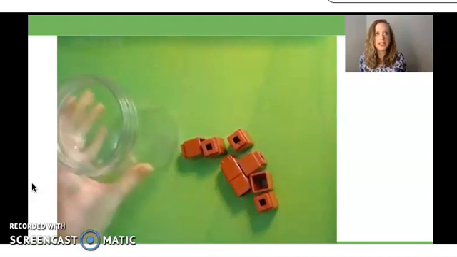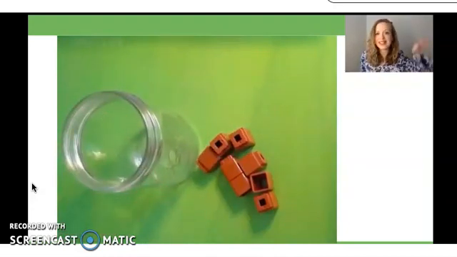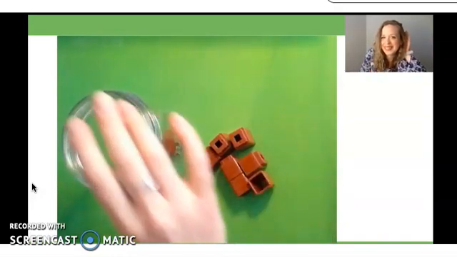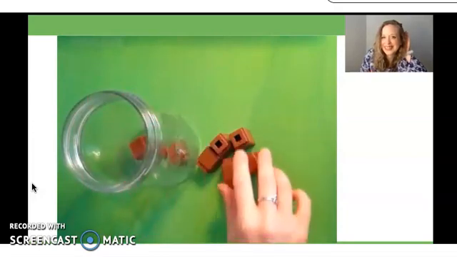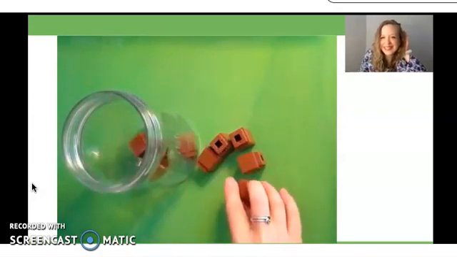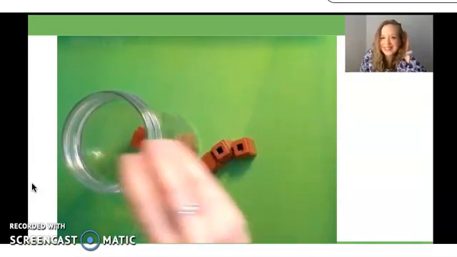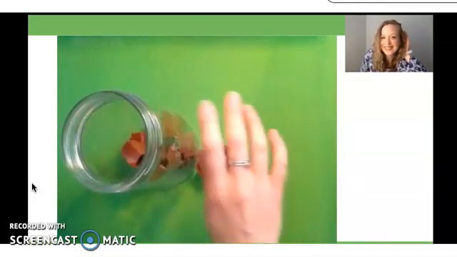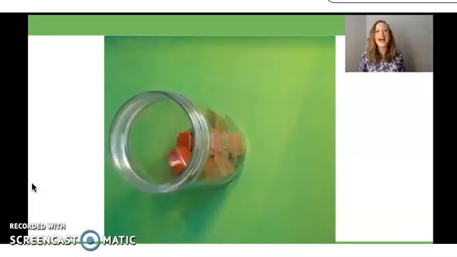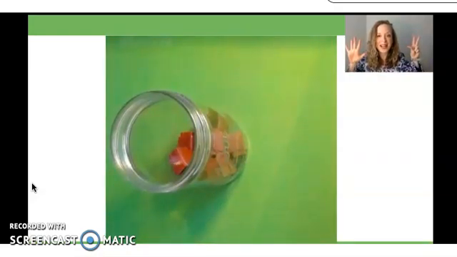As I put each cube into my cup, count. Ready? Count. How many space rocks do I have? Show me with your fingers. That's right, we have 8 space rocks.